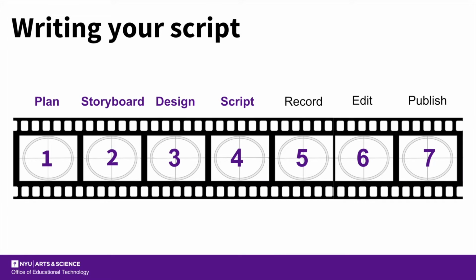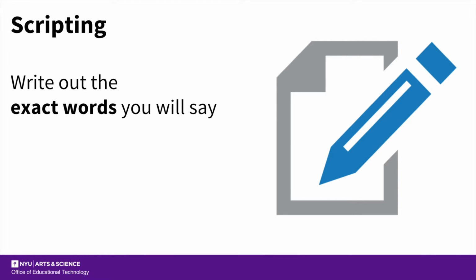Once your slides are done, use your notes from your storyboard to write your script. Be sure to save your script as you can use it to correct automatically generated captions once you upload your video. While scripting your video, write out what you plan to say verbatim.